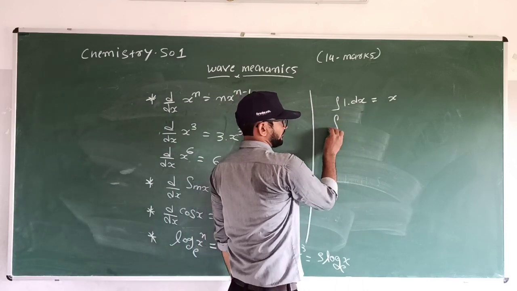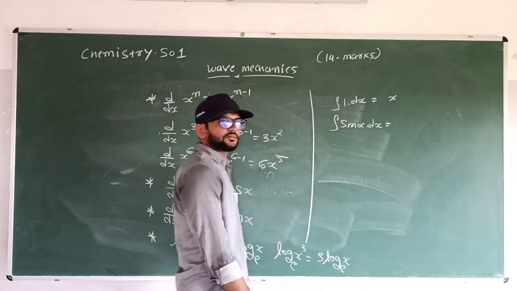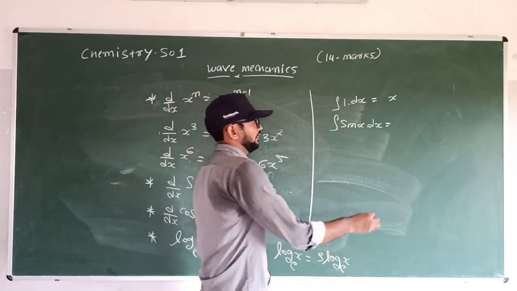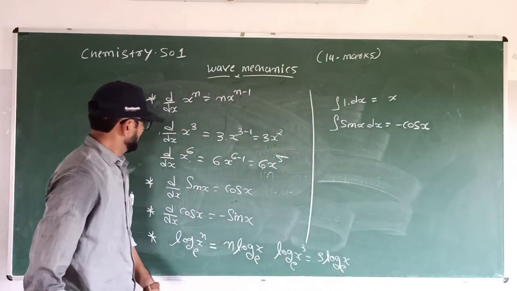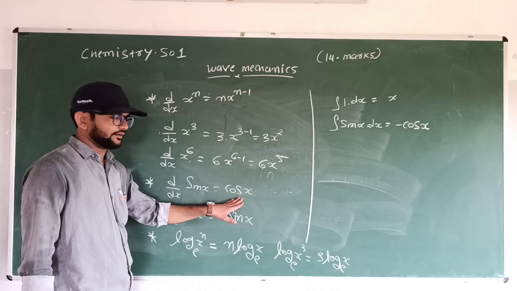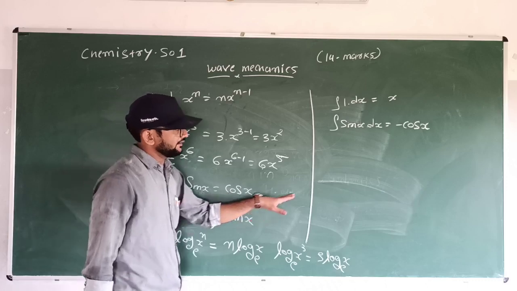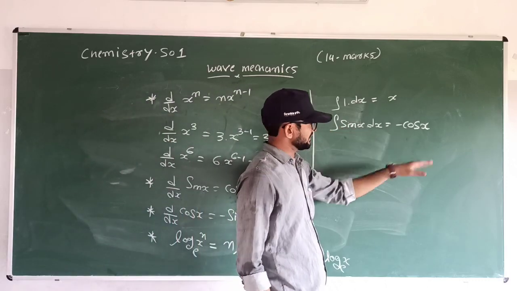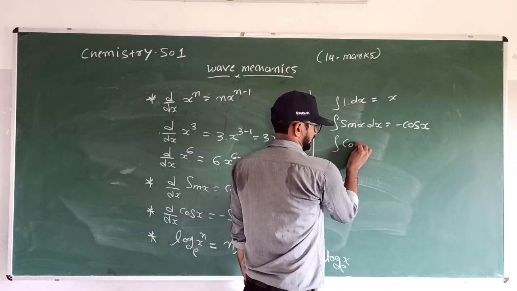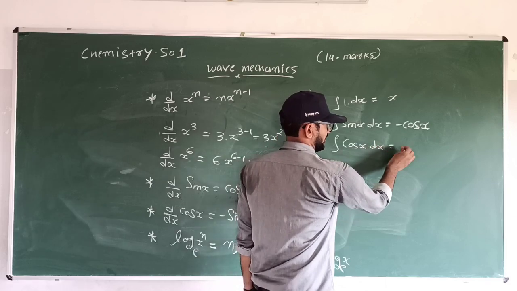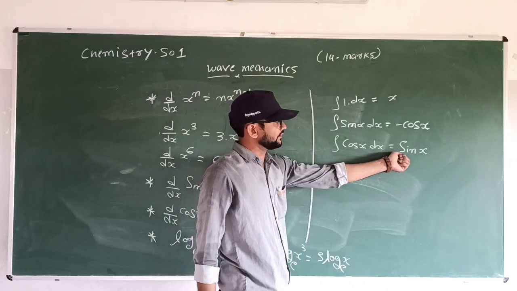Then after, integration of sin x into dx is equal to minus cos x. Here d by dx of sin x is only cos x, but this is the differentiation of sin x. In integration, the integral of sin x is equal to minus cos x. Then after, integration of cos x into dx is equal to only sin x. Integration of cos x into dx is equal to only sin x. Why?